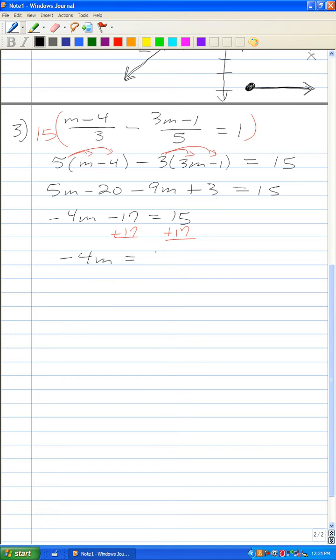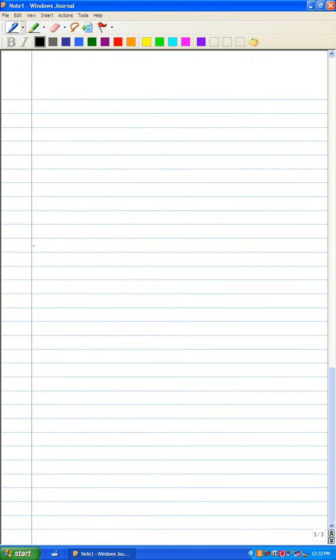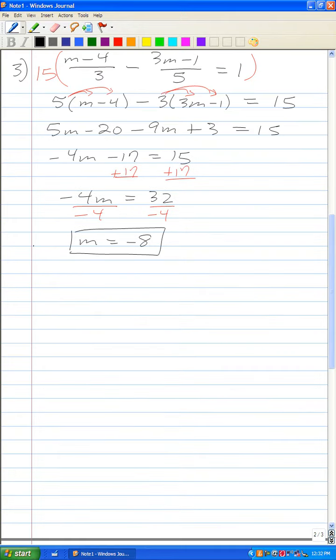Let me divide both sides of my equation by negative 4. And so m is equal to negative 8. And that is your answer. Let me do problem number 4. Absolute value of 3 plus 6n equals absolute value of 4n plus 11.